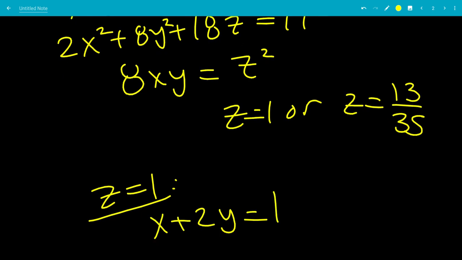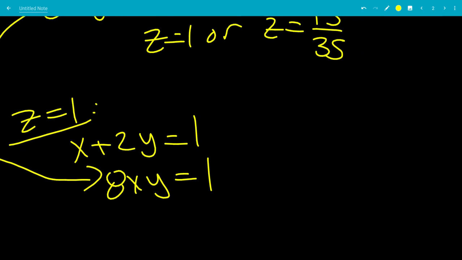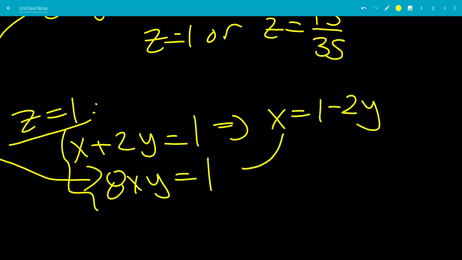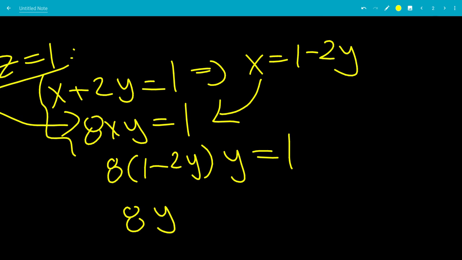And let's ignore the second equation. Let's look at the third equation. That would be 8xy equals z squared, which is 1. So now we can solve for x and y, leaving us with x equals 1 minus 2y. We can plug in the x for that, so that would be 8 times 1 minus 2y times y equals 1. So we're going to have 8y minus 16y squared equals 1.